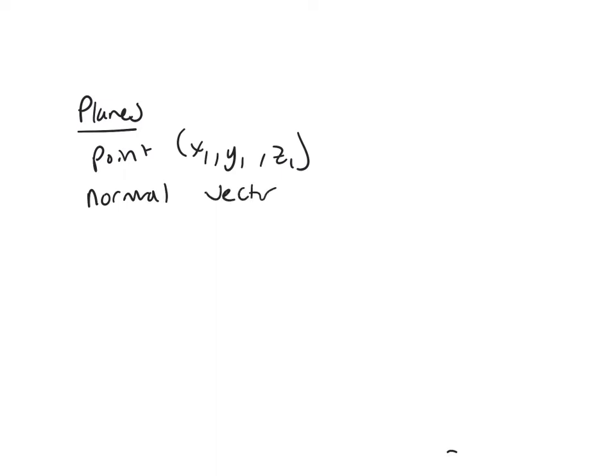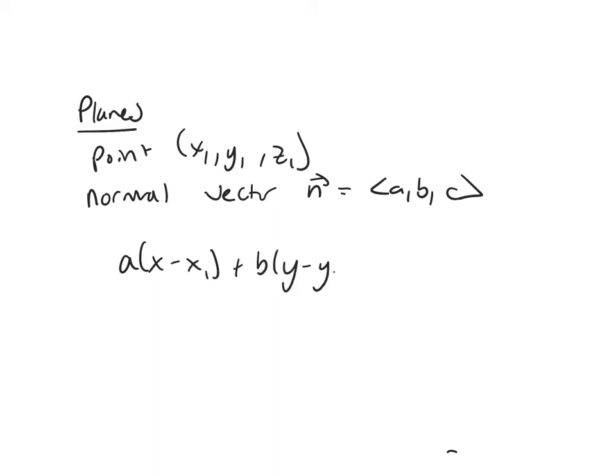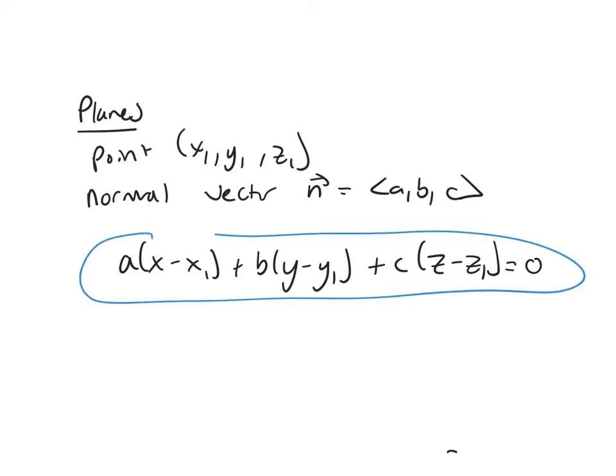So let's finish our discussion of vectors in space. We're going to talk about planes now. Planes are determined by a point, x1, y1, z1, and by a normal vector, which is a, b, and c. And so then you would write the equation of a plane as a(x minus x1) plus b(y minus y1) plus c(z minus z1) equals 0. So this would be an equation of a plane.